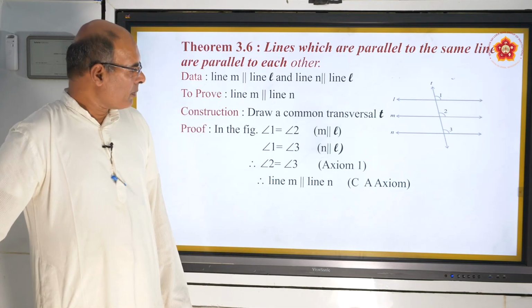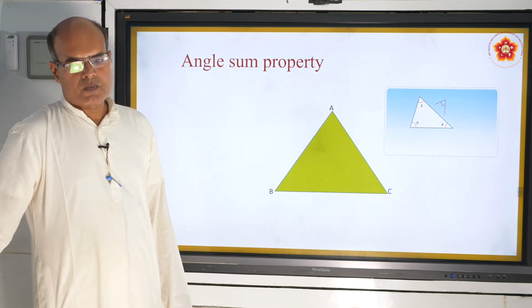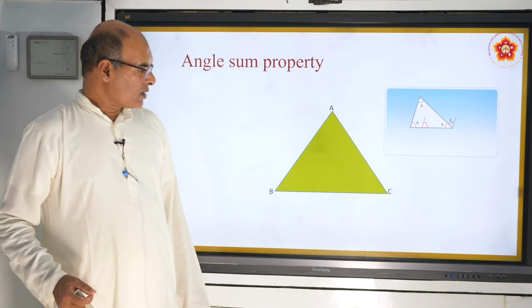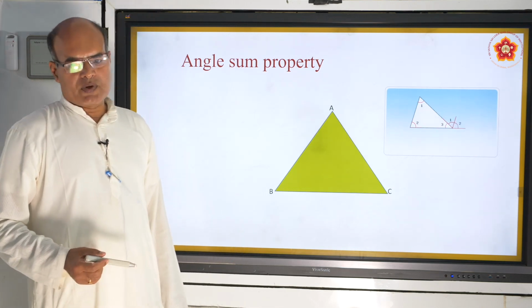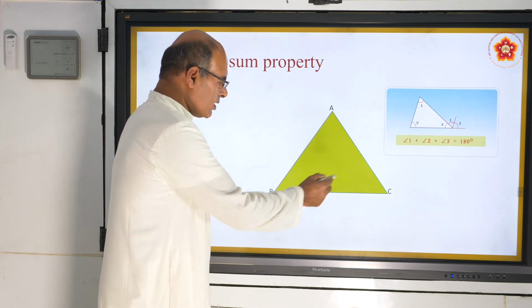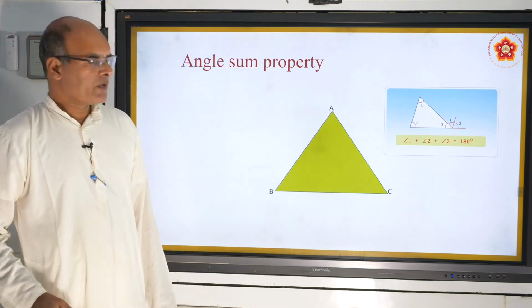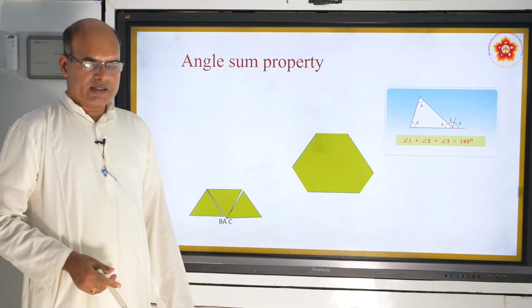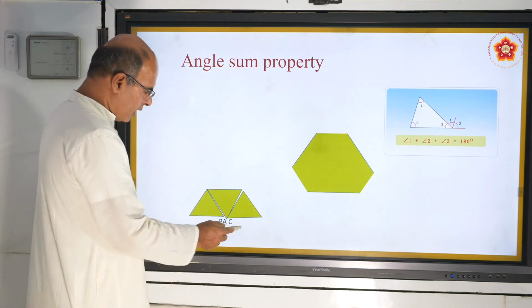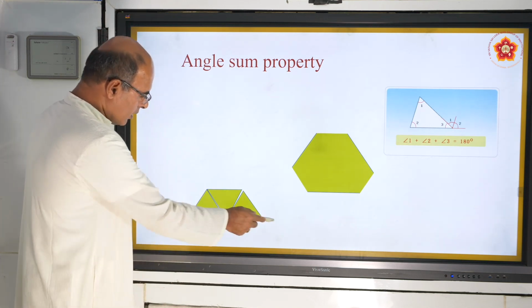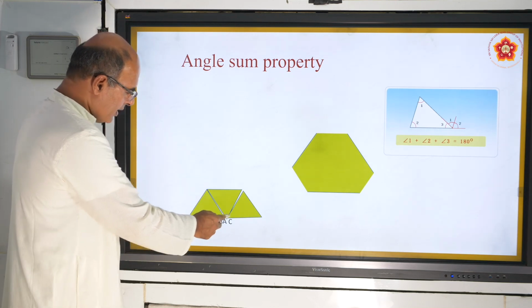Now let us go to the next topic, triangles. In the previous classes, you may have done many activities to know that the sum of the interior angles is 180 degrees. If we cut these corners and place them side by side, we can notice that the two edges form a straight line. Here BAC is a straight line.